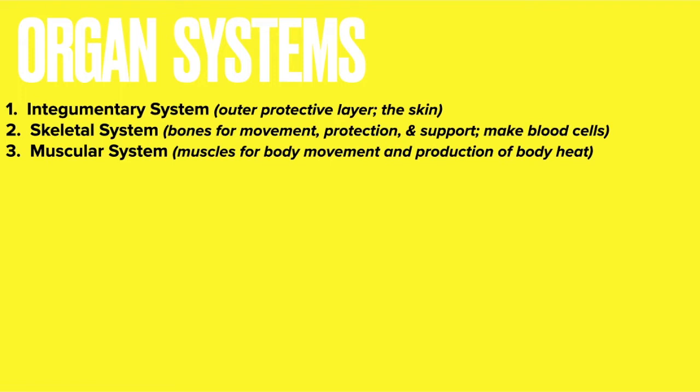Then we're going to move into the muscular system, and the muscles are for body movement and production of body heat. And those muscles are divided into 3 categories. Smooth muscle, which is involuntary, like your muscle that digests without you thinking about it.